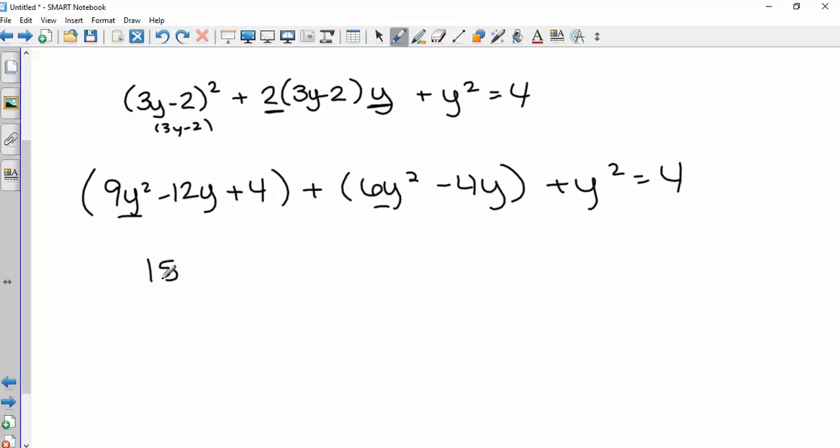So add like terms. 9y squared and 6y squared is 15y squared. Negative 12y. Oh, I forgot a y squared, didn't I? Got that one too. About 16y squared. Negative 12y and negative 4y is negative 16y. What now? When I subtract over my 4, those drop.